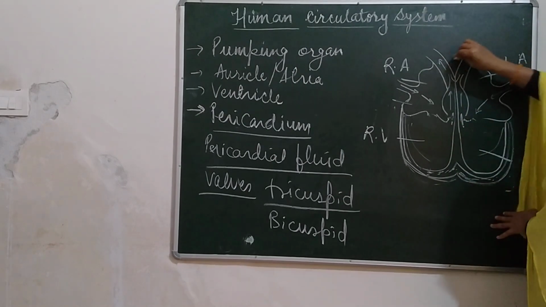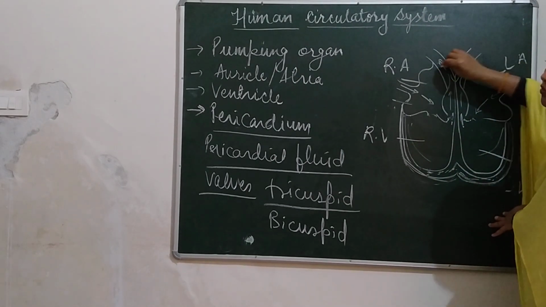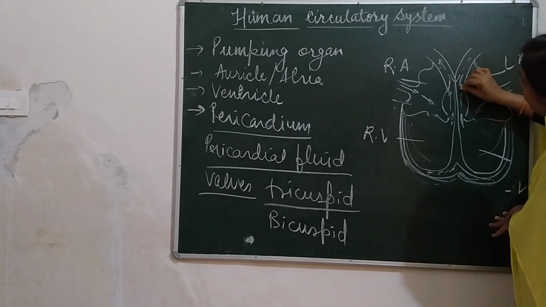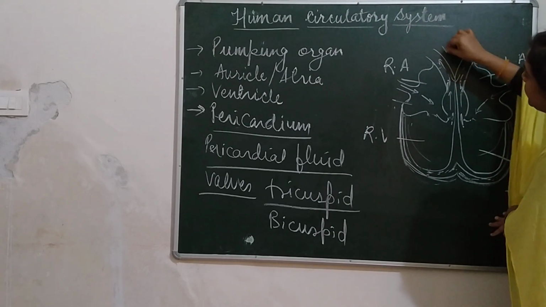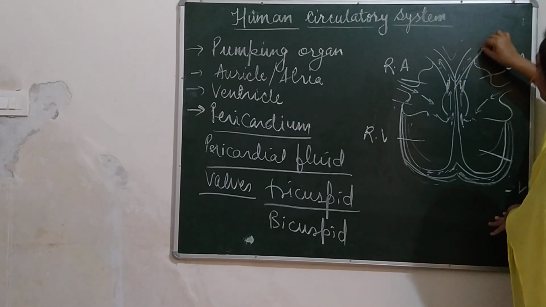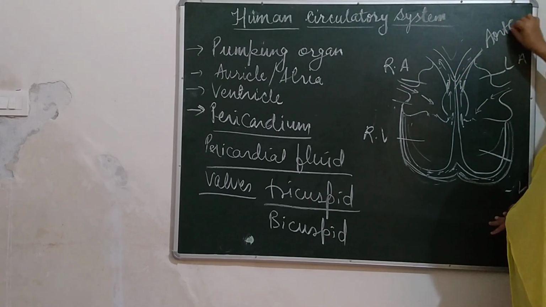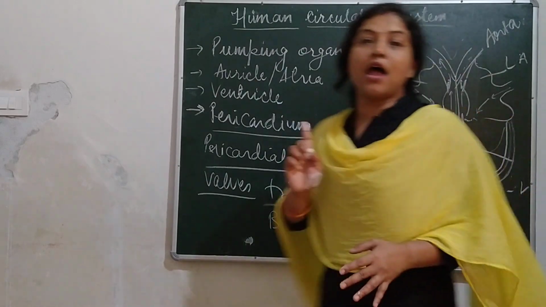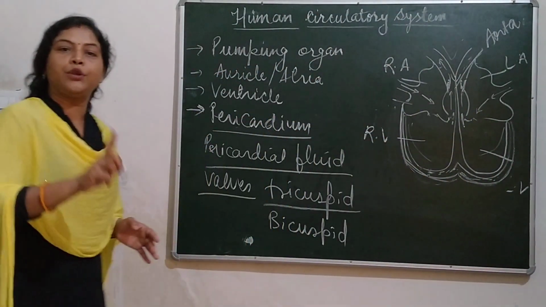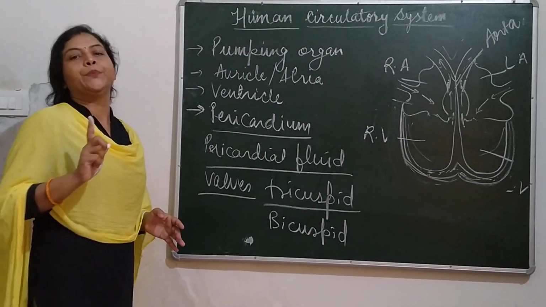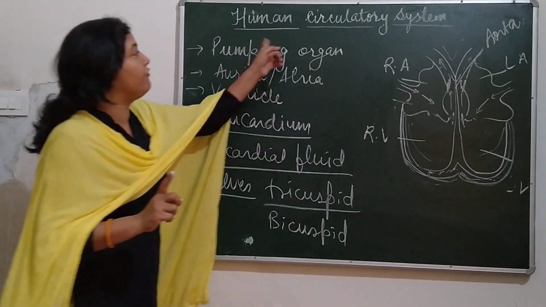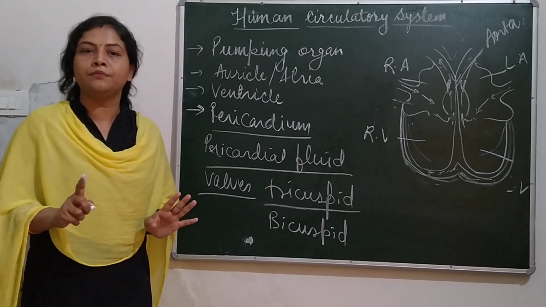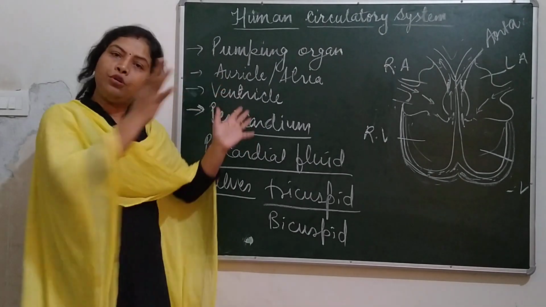Can you see this main artery? It is divided into two, or you can say three. This is called aorta. Aorta is the biggest artery of the human circulatory system, which gets divided into three parts.